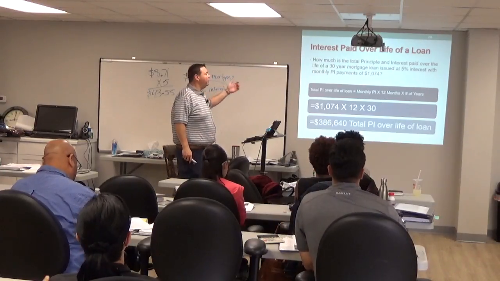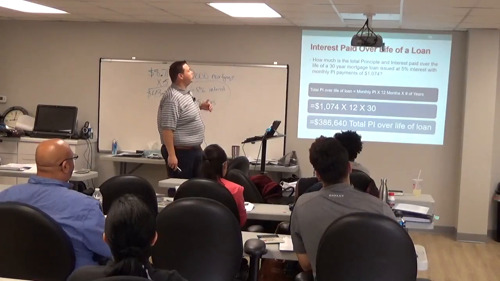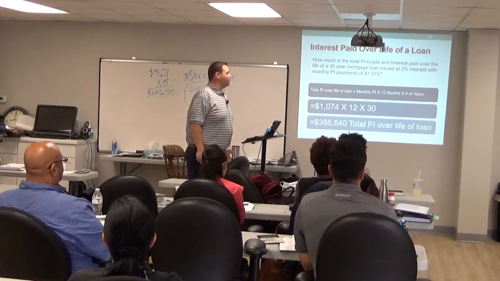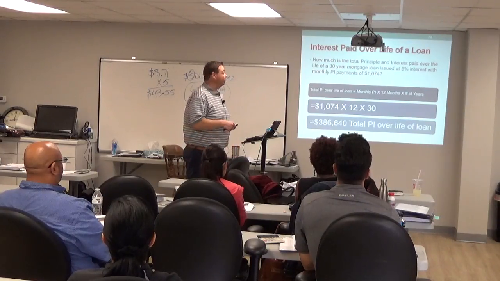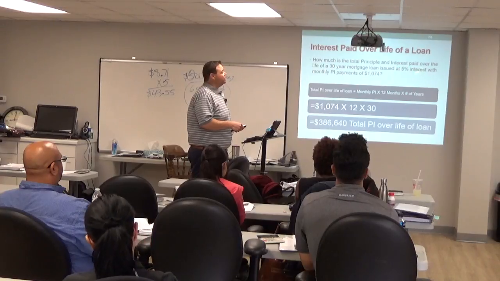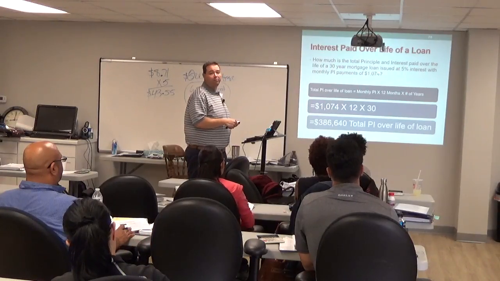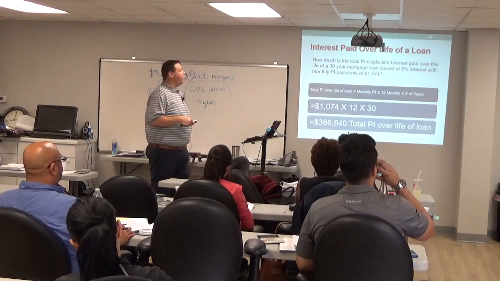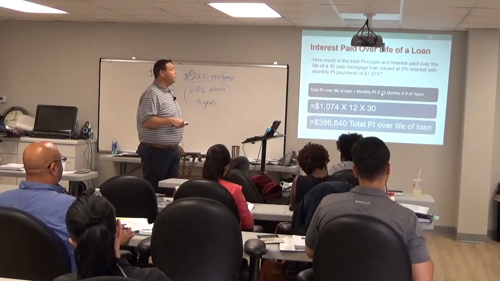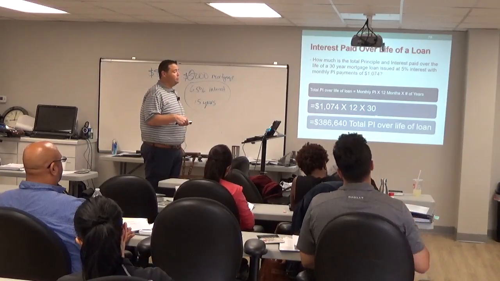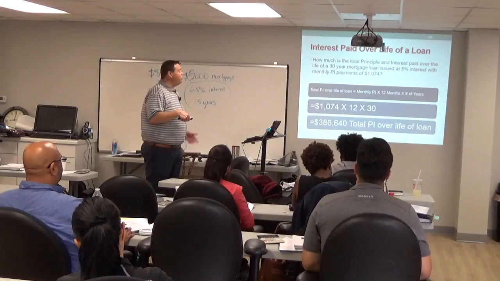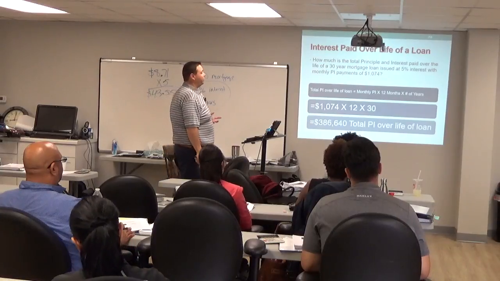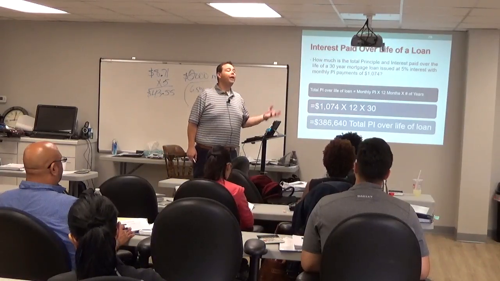So here's a quick example. What's the total principal and interest paid over the life of a 30-year mortgage loan issued at 5% interest with monthly PI payments of $1,074? Well, I'll tell you what we don't need. We don't need this 5% interest rate, because that's already been taken into account with this monthly payment they just gave us. Does that make sense for everybody? So we're paying $1,074 a month, 12 months a year, times 30 years, for a grand total of $386,640. And that's total principal and interest.